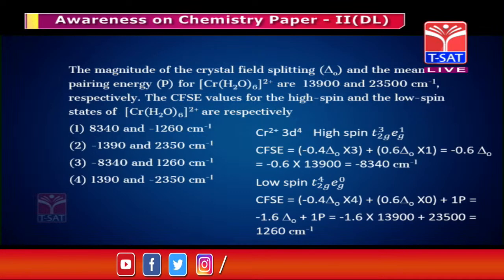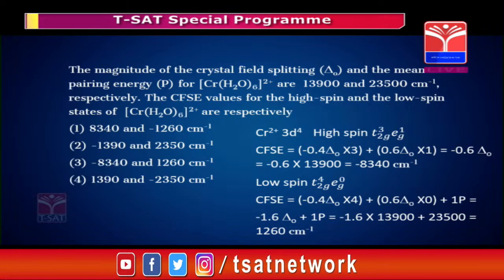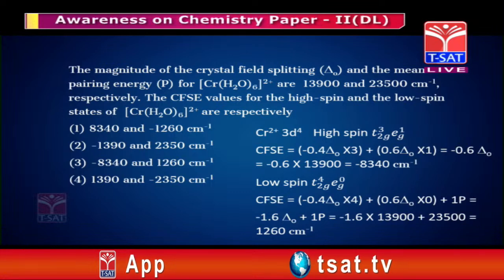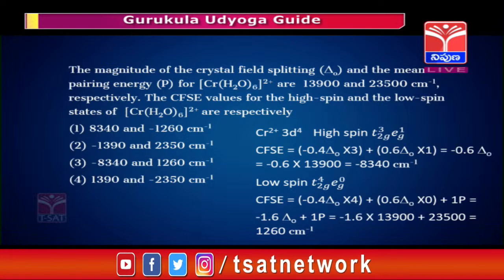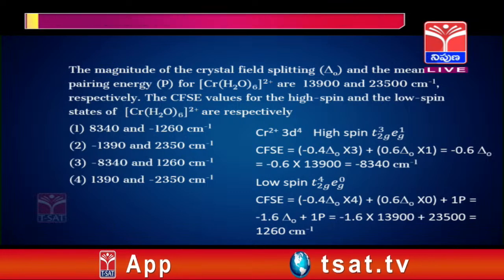One particular question I am showing here: the magnitude of the crystal field splitting and the mean pairing energy for [Cr(H2O)6]2+ are 13,900 and 23,500 inverse centimeters respectively. The CFSE values for high spin and low spin states of [Cr(H2O)6]2+ are respectively. This is the question. So, this is a problem based question.